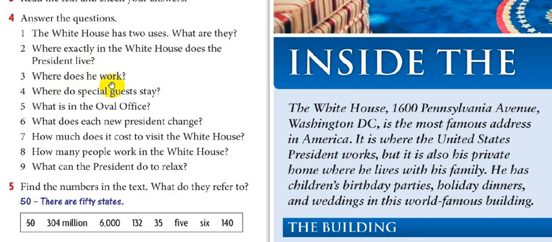Where do special guests stay? Here there are two answers. Special guests stay in the Queen's bedroom or in the Lincoln bedroom. 5, what is in the Oval Office? We learned that the Oval Office is the presidential office, which has 3 windows. There are 3 big windows and a fireplace at the other end.